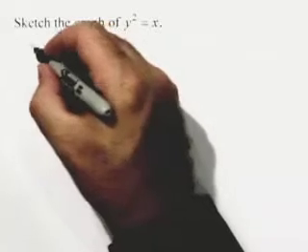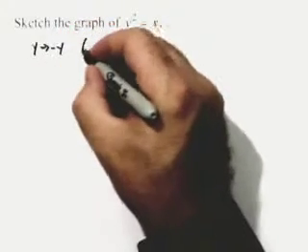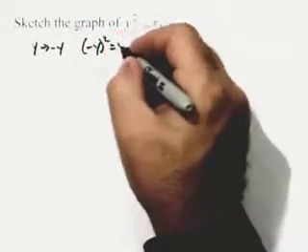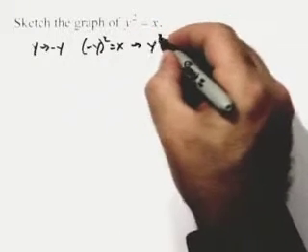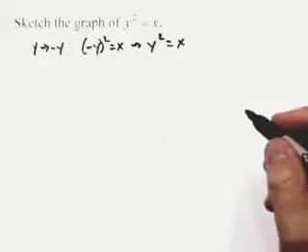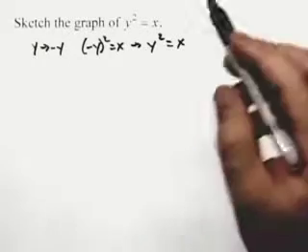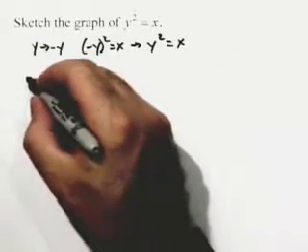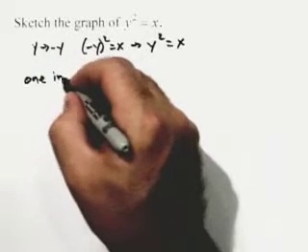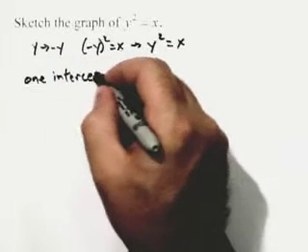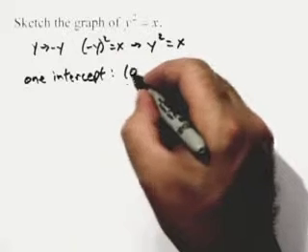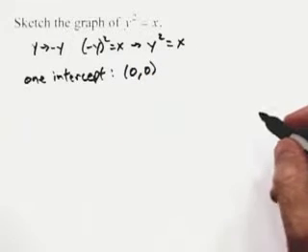Note if we change y to negative y, we get negative y squared equals x, or y squared equals x, which is the same equation that we started with. So the graph will have x-axis symmetry. We also note that there's only one intercept, and that intercept will be 0, 0.